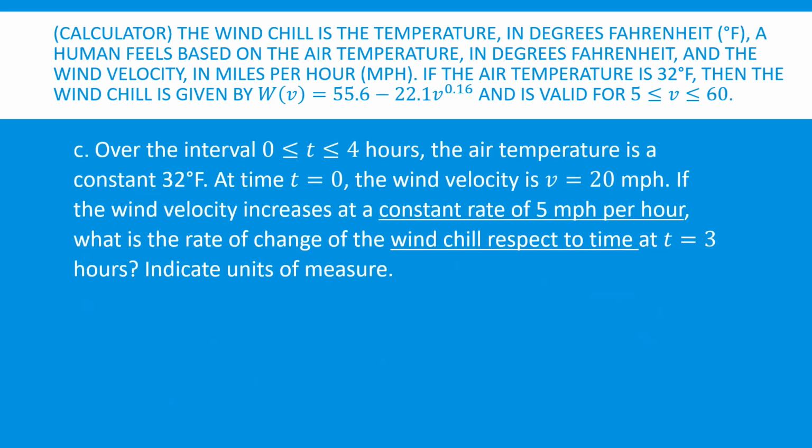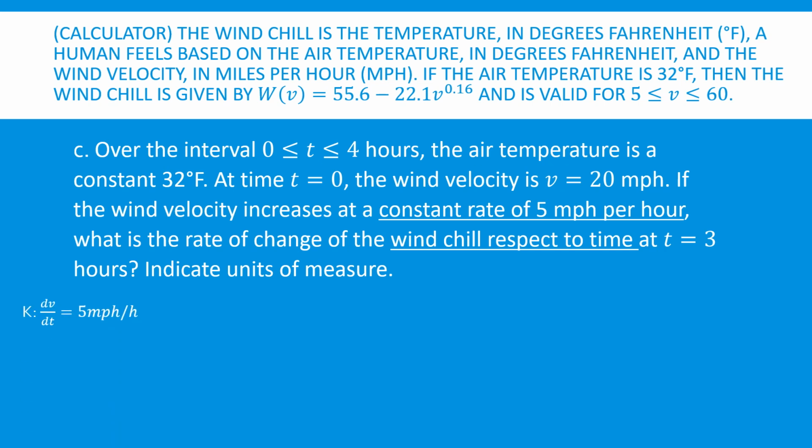Part C says over the interval from 0 to 4 hours, the air temperature is at a constant 32 degrees Fahrenheit. So the second I see it's at a constant 32 degrees Fahrenheit, I'm thinking some type of linear function because the rate is not changing. At time t equals 0, the wind velocity is V equals 20 miles per hour. If the velocity is increasing at a constant rate of 5 miles per hour, again, very constant, very linear, what is the rate of change of the wind chill with respect to time at t equals 3?